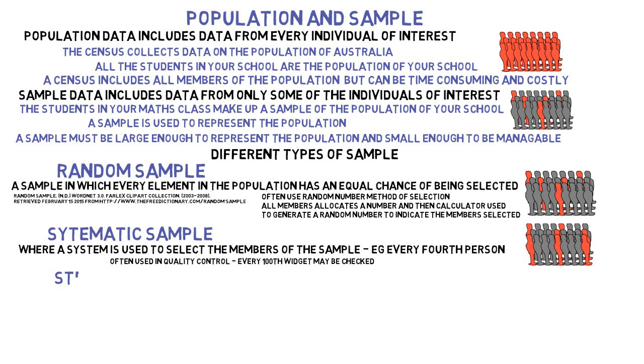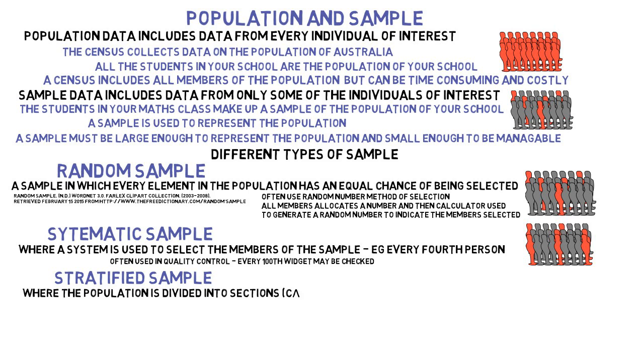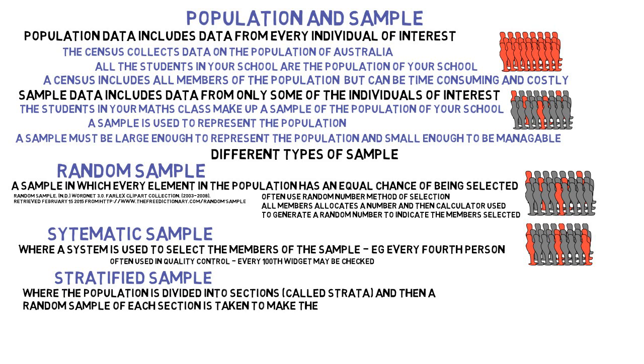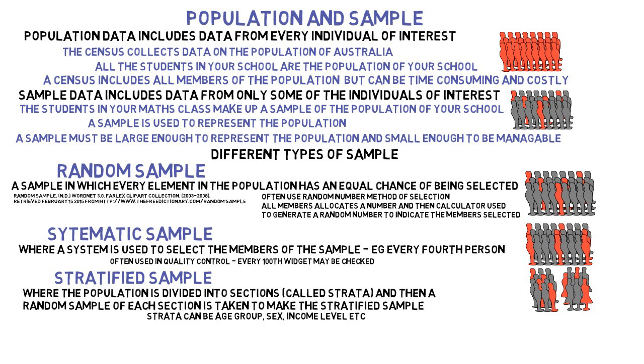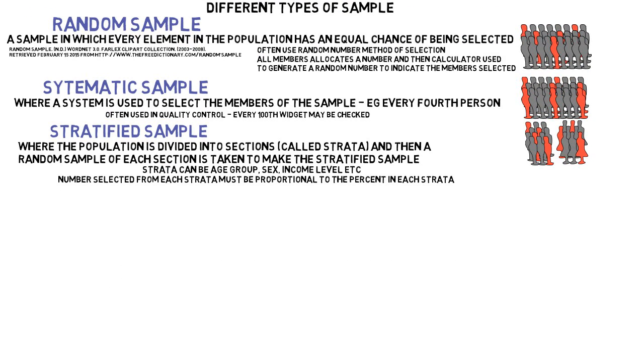And finally, we're looking at stratified sample, where the population is divided into sections called strata, and then a random sample of each section is taken to make the stratified sample. So we may separate into male and female. Our strata can be age group, sex, income level, etc., anything you want. And the number selected from each strata must be proportional to the percent in each strata.